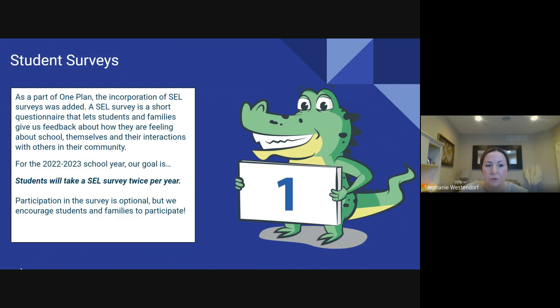And these are short questionnaires that students and families can work on together. And it just gives us feedback about how they're feeling about school, how they're feeling about themselves and their community. And this survey is optional, so students can opt in or opt out, but we do encourage students and families to participate because we believe that these are very important skills that will translate to academic success.